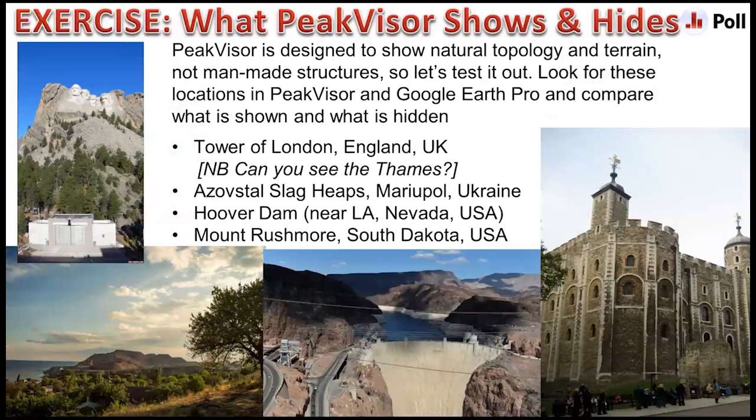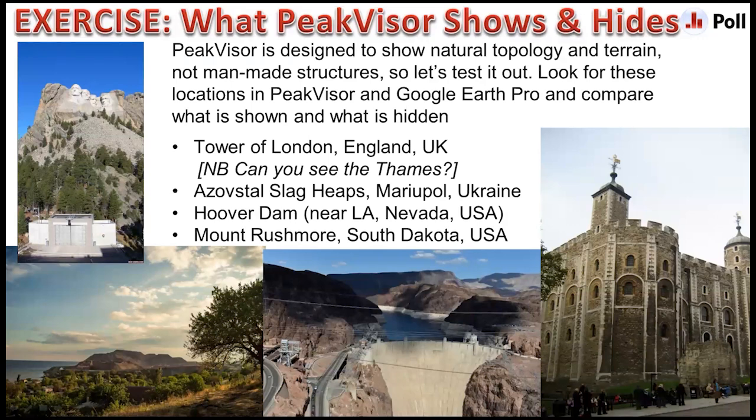So I thought it would be interesting to take a look at exactly what these two tools show and hide. There's a few locations here we can visit in both PeakVisor and Google and see what the differences are. So the Tower of London is a particularly interesting one. I've prepared the coordinates as well. Most of them will show in database terminology. Others, you need to put in the coordinates. I've got all the coordinates ready for you.